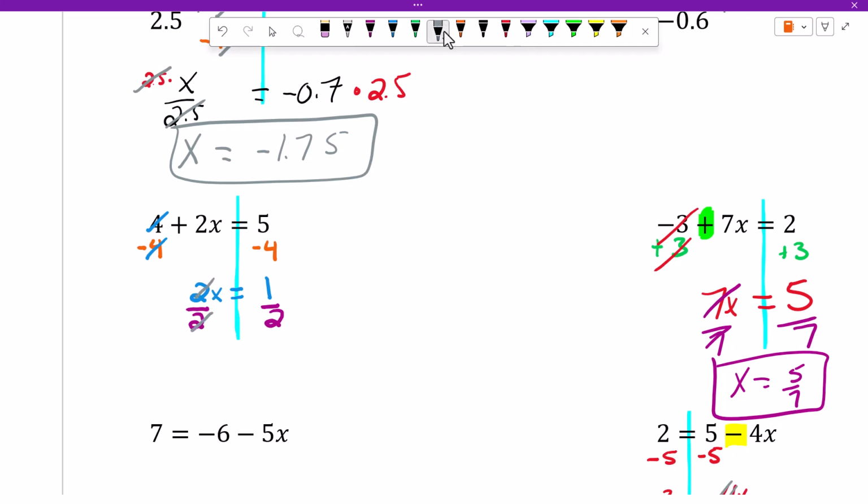2 divided by 2 is 1. That's how they cancel. So when you're canceling, you're making zeros when you're adding and subtracting. When you're multiplying and dividing, you're making ones. So you're left with the x.